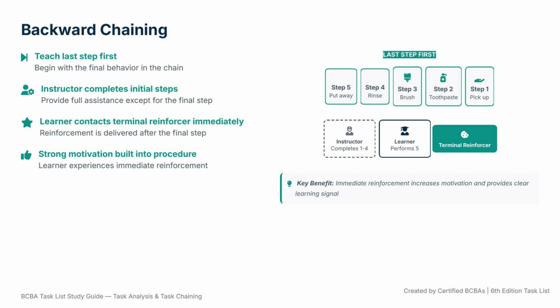Backward chaining teaches the last step first. The instructor completes all earlier steps, and the learner completes the final step. The learner contacts the terminal reinforcer immediately, creating strong motivation. This is especially useful when task completion itself is reinforcing.